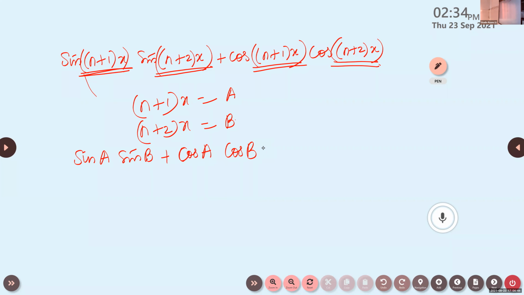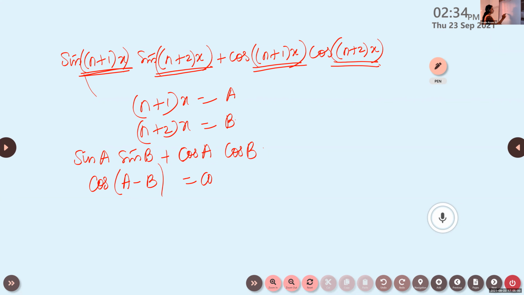Sin a sin b plus cos a cos b. What is sin a sin b plus cos a cos b? And cos a minus b. It is cos of a minus b.